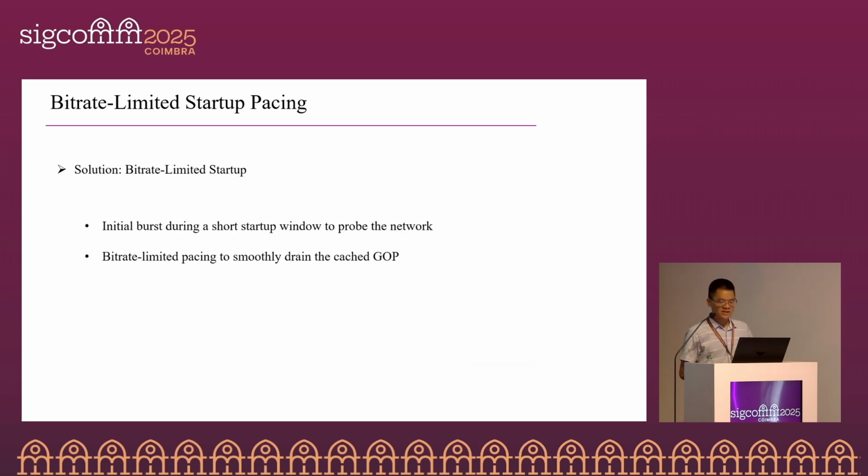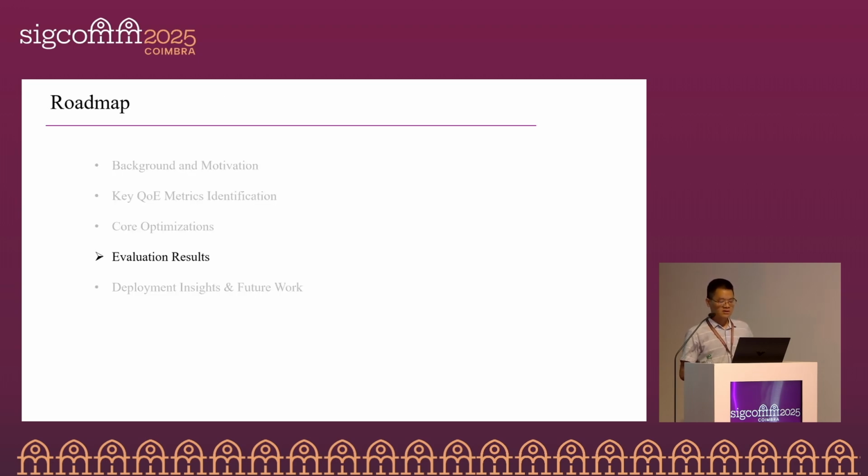So our solution is limited startup pacing. First, we allow an initial burst at the start of a view session during a short startup window to quickly probe the network. Then we compute a very limited pacing rate for each viewer to smoothly drain the cached GOP, reducing the congestion and stalls while preserving the first frame delay. Now let's move on to the evaluation results to see how these solutions perform in practice.